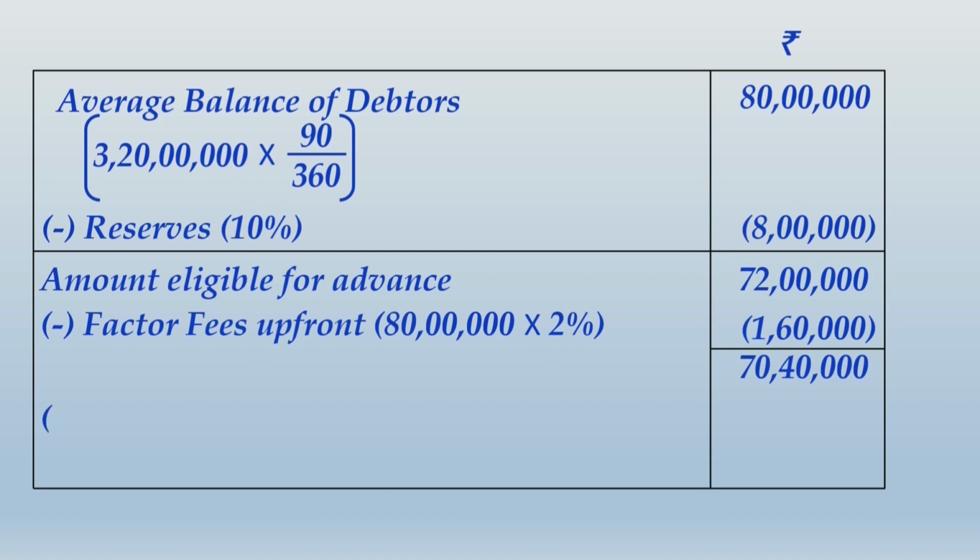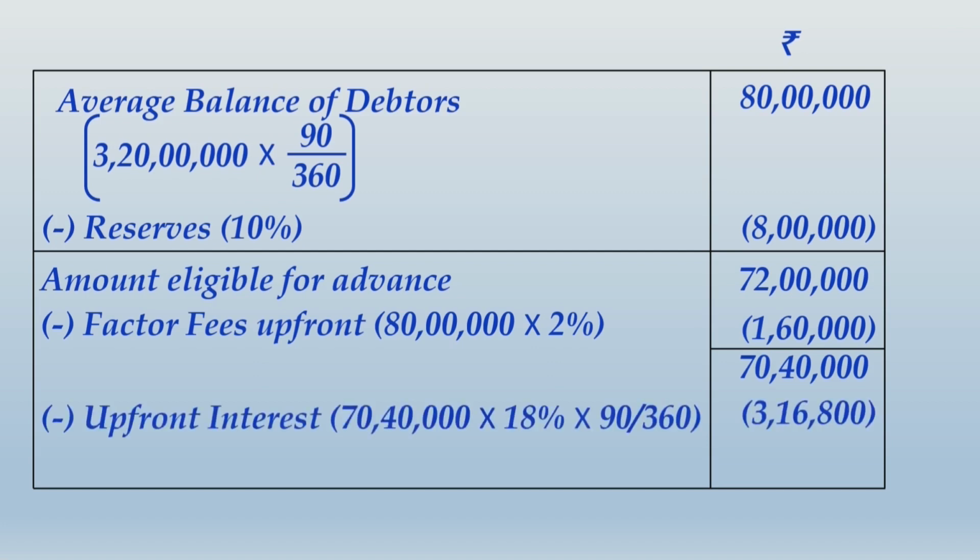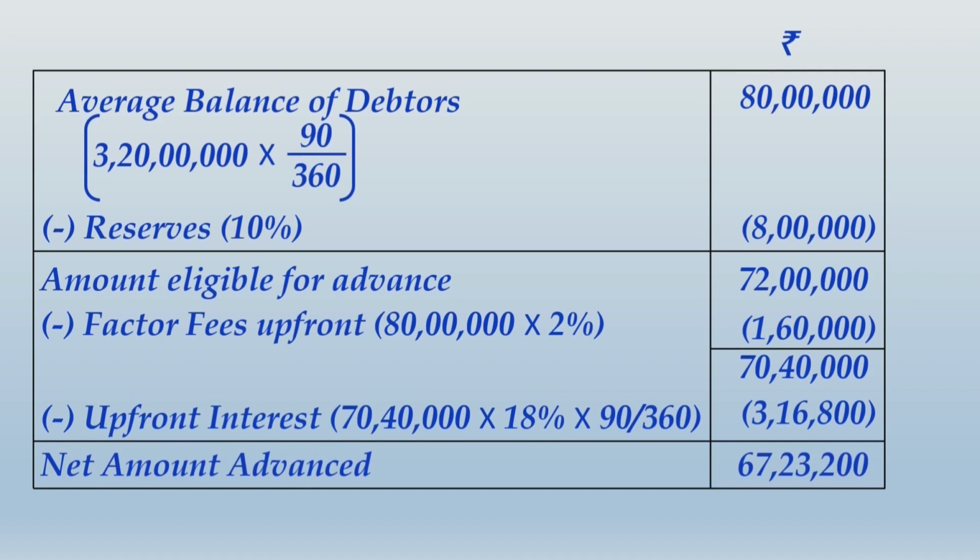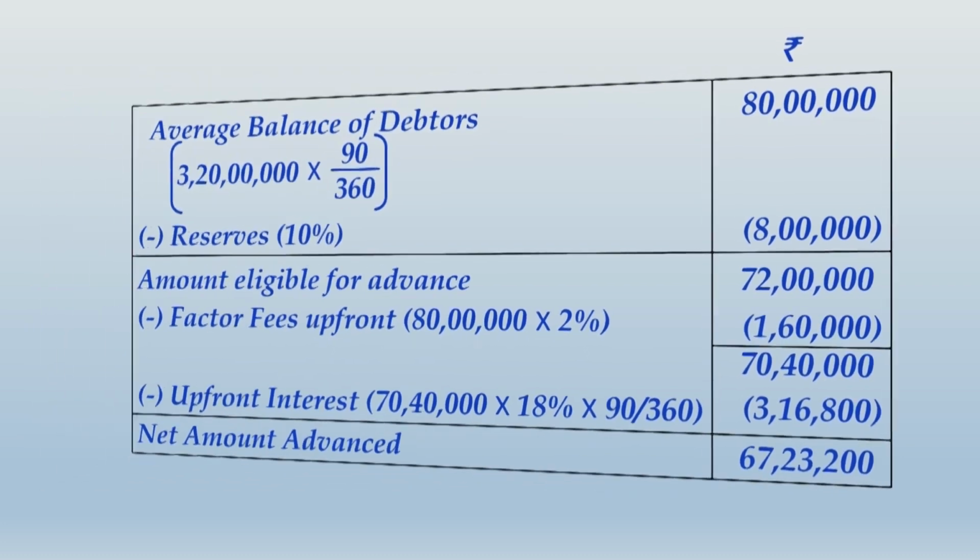Now you will compute the upfront interest, and that will be 18% of 70,40,000 into 90 by 360, and after subtracting that interest, you get 67,23,200 as the net amount actually advanced. Let us move ahead and write up the last part of the solution.